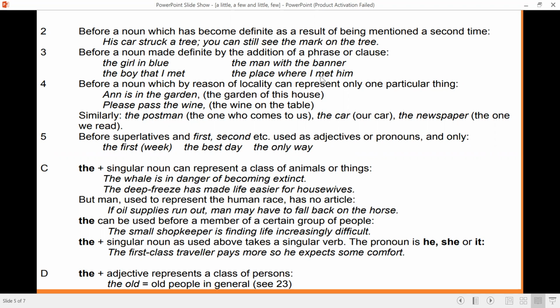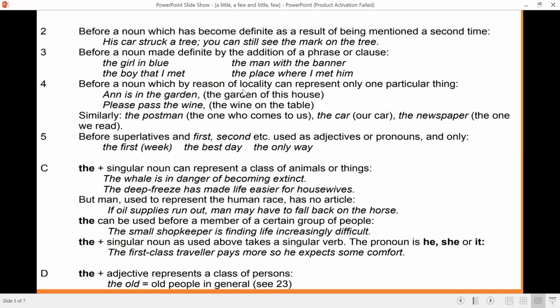The man with the banner, so again you are making this man definite by adding a phrase here. The boy that I met, again you are adding a clause here, and you are making boy definite, so you are using the before a definite noun. Again in this example, you are also adding a clause and making this place a definite noun and using the before it.